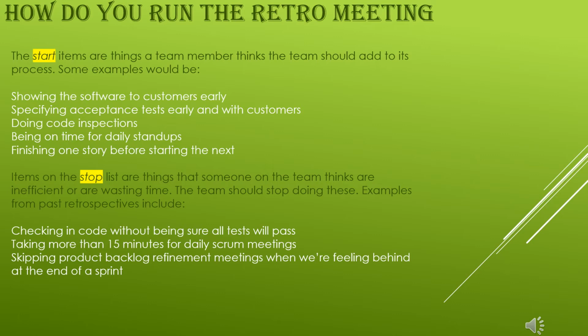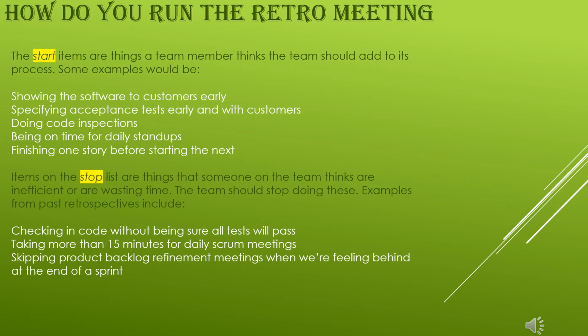So how we really start: the start items are the things a team member thinks the team should add to its process. Examples are showing the software to customers early, doing code inspections, finishing one story before starting the next. If it's a new team, it's really good if the Scrum Master explains the whole process or the essence of the retrospection to the team by giving certain examples, which you're seeing on the slide.